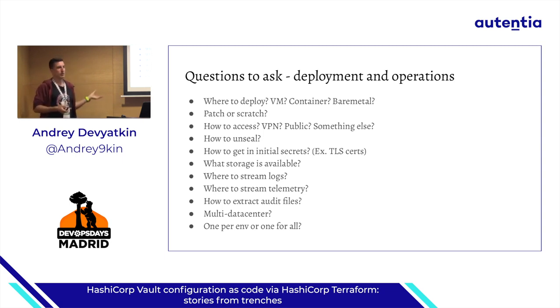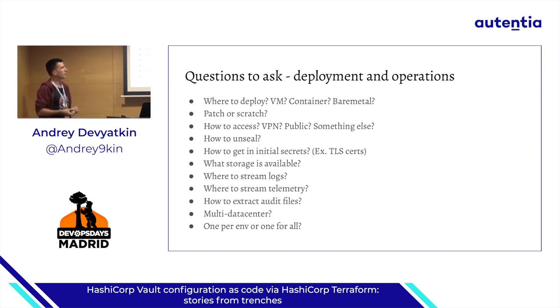There is a way to auto-unseal, so you can say, Vault, rely on my cloud provider to store the key in a KMS and use the KMS key instead. Then Vault, when it boots up, can access a KMS key and decrypt the master key. Then how do you get initial secrets, for instance, TLS certificates into the entity that runs Vault?